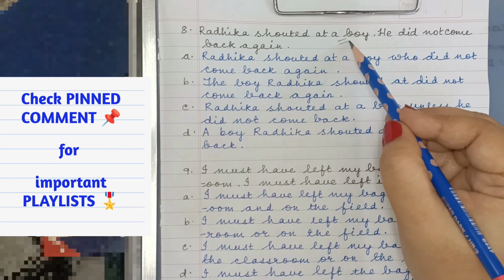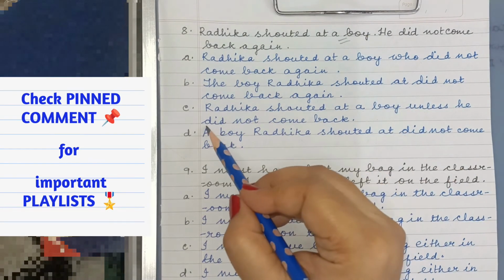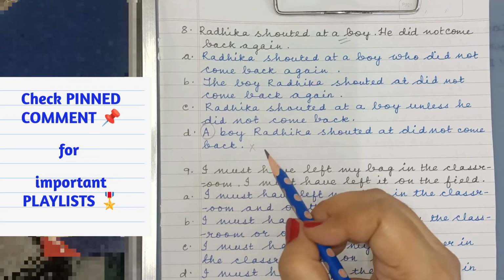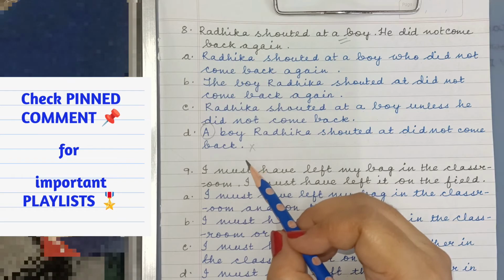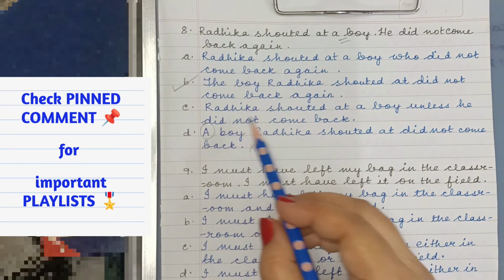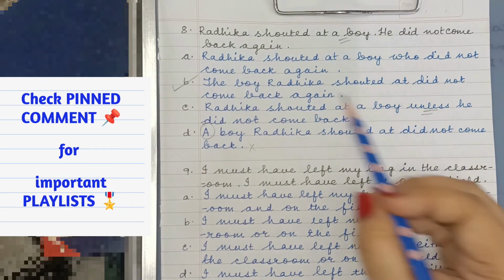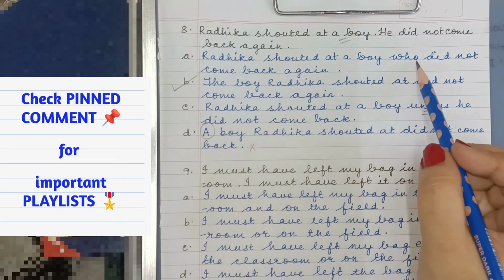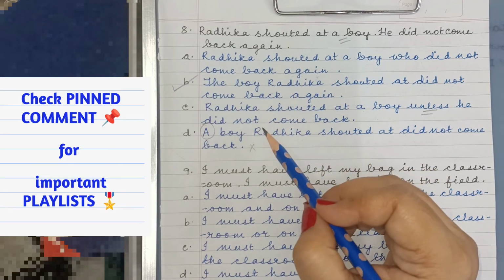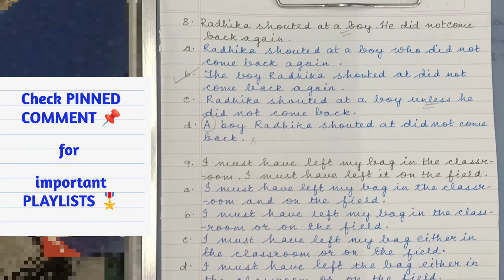Although a boy is mentioned while joining, we need to make use of the definite article the boy. The particular boy Radhika shouted at did not come back again. So B is the right answer. Radhika shouted at a boy unless he did not come back again. Incorrect. Radhika shouted at a boy who did not come back again. She shouted at him and therefore he did not come back again. So this is also incorrect.